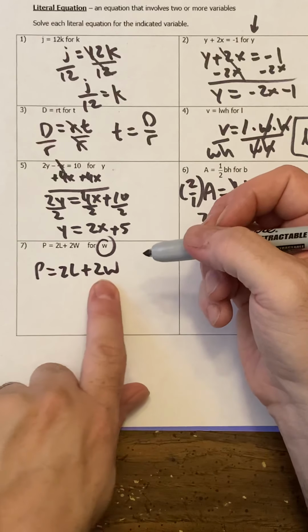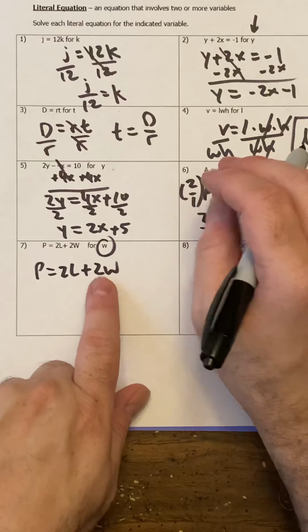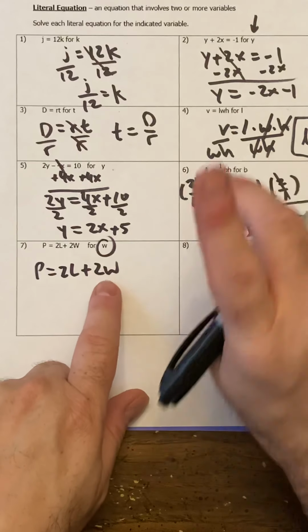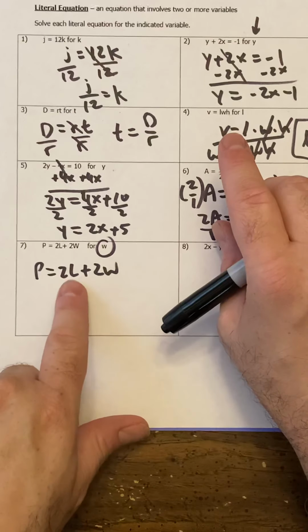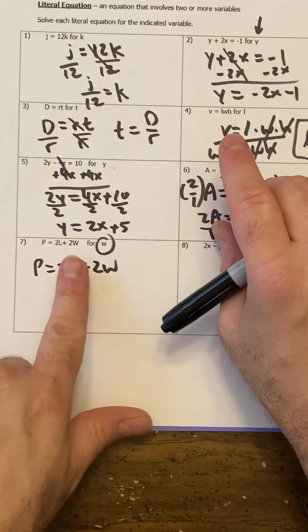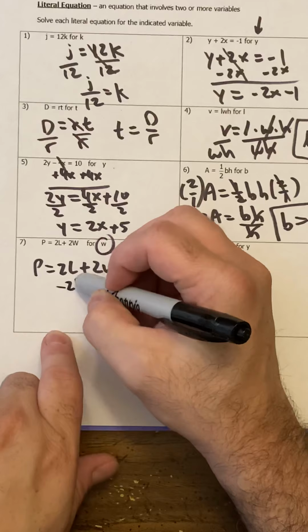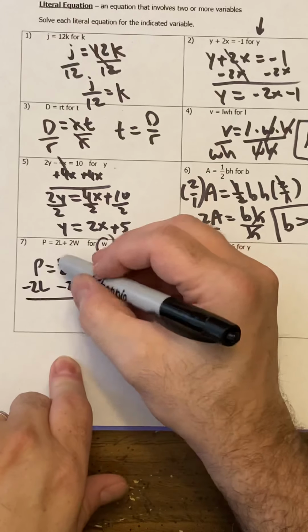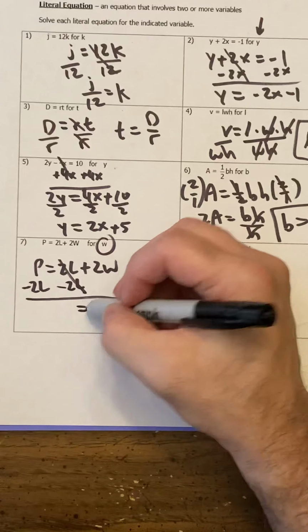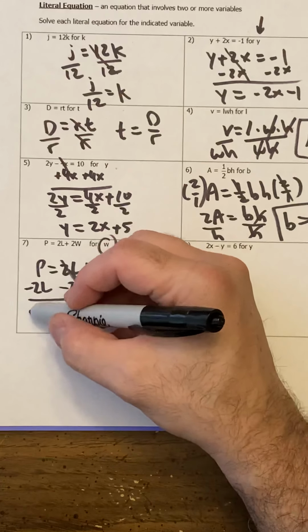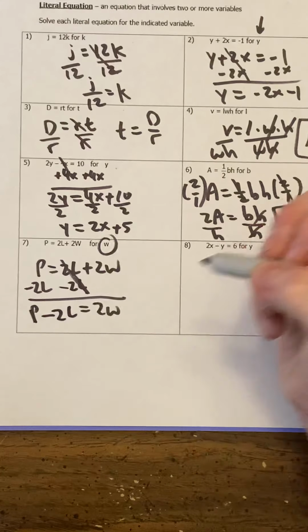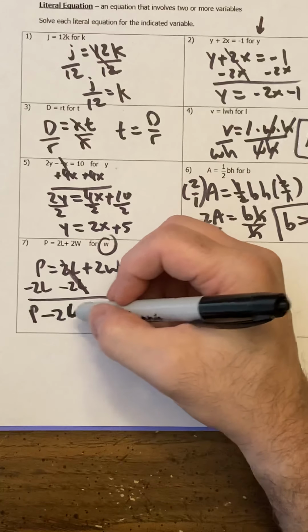Well, the 2w, there's a 2 there, but I have to deal with the things that are multiplied together last. I have to get rid of whatever's added to it. There's a 2l added to 2w. I don't want the 2l there. I'm going to have to subtract the 2l from both sides, and there's going to be a 2w on this side. This is gone. And these are not like terms, so I'm just going to get P minus 2l. All right, I'm getting closer.